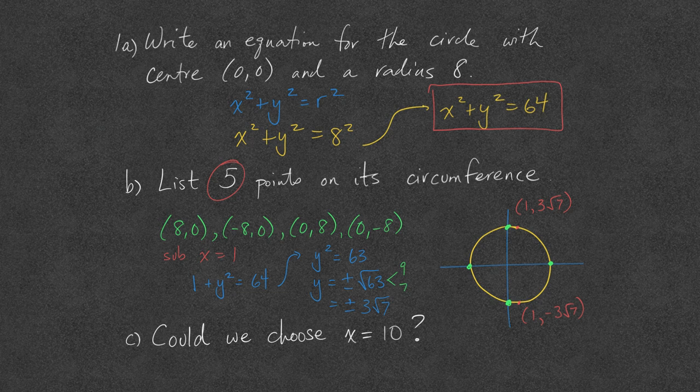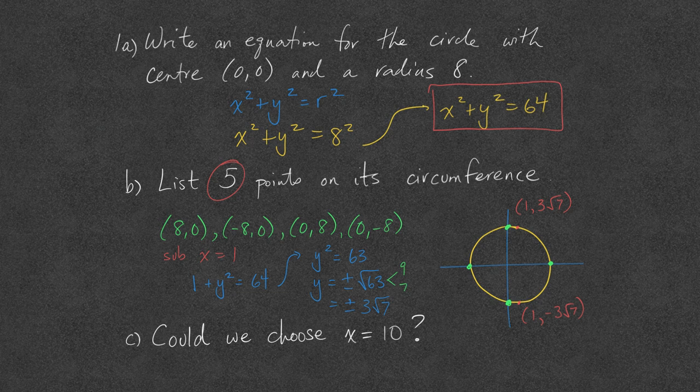Now, you did not have to sub in 1. You could have subbed in 2, subbed in 3, subbed in negative 1, whatever. Okay, I'm kind of leading you in. Can you take a look at the question I posed in C? Could we choose an x value of 10? Now, I'm hoping you take a look at the picture of that circle on the right, and I hope our answer pretty quickly is no.